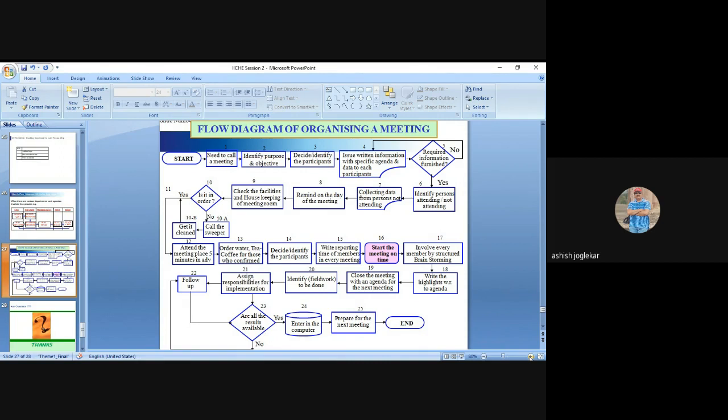And then when we start, members will start coming. Some will come on time, some will come in between, some will not come. After confirmation also some people don't attend. So keep a record of which members are participating, who is available, who is not, and keep an attendance for the same.